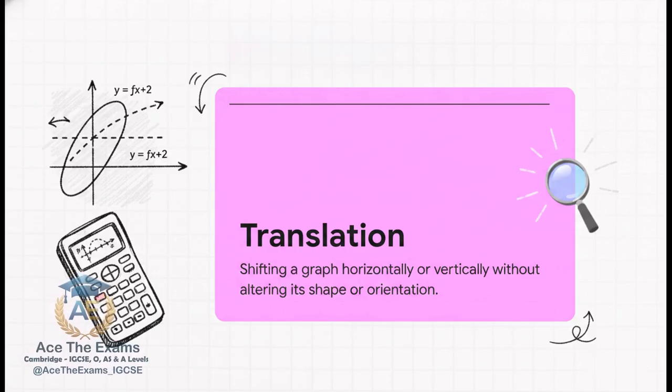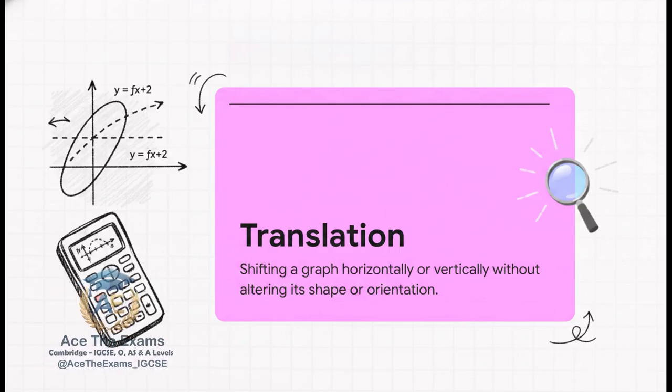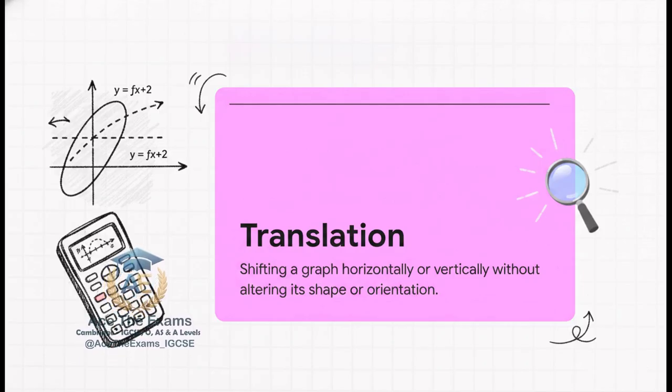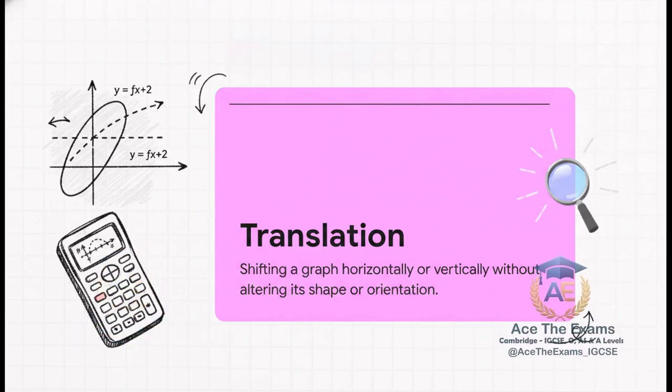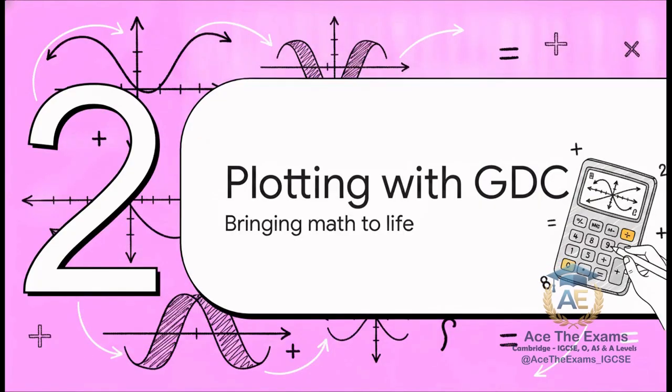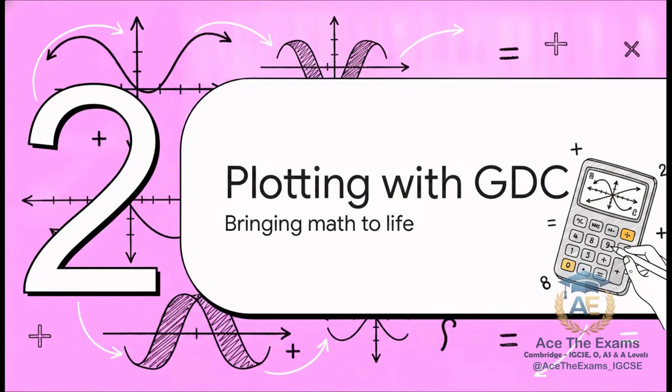For example, if you have your standard base function, y equals f of x, and you tweak it to y equals f of x plus 2 inside the parentheses, what does it do? Well, it actually picks up every single point on that graph and shifts it 2 units horizontally to the left. The shape is exactly the same, but its position on the grid just slides over. Once you get this manual rule in your head, the GDC just becomes your way to instantly verify that you nailed the shift.